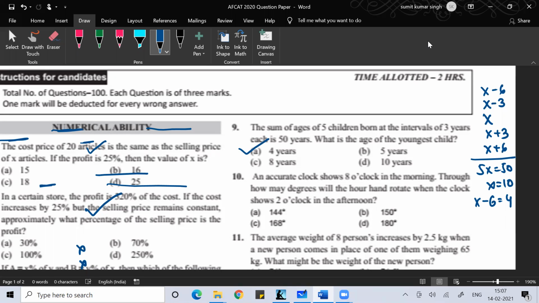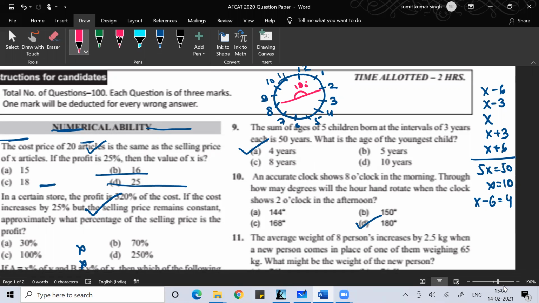Question number 10. An accurate clock shows 8 o'clock in the morning. Through how many degrees will the hour hand rotate when the clock shows 2 o'clock in the afternoon? Very simple, 180 degrees. You can see the clock. Everyone understands the clock. This is 12, this is 1, this is 2, 3, 4, 5, 6, 7, 8, 9, 10, 11. So if the clock is moving from 8 to 2, there's 180 degrees for the hour hand. Very simple problem.